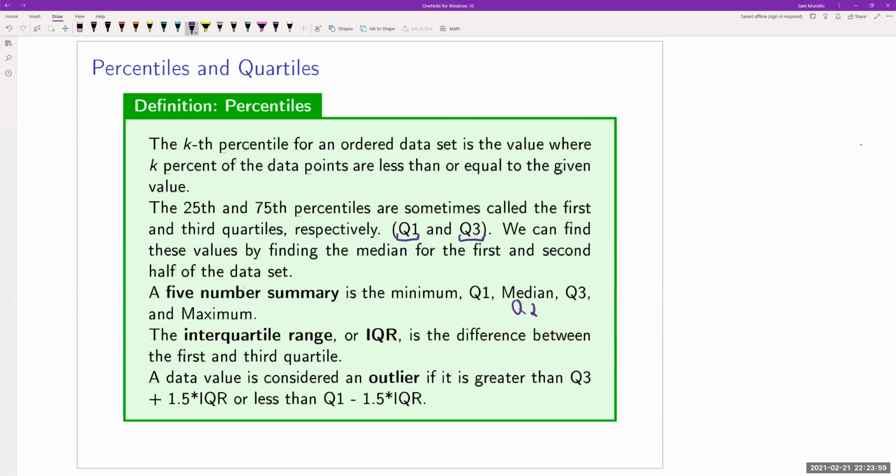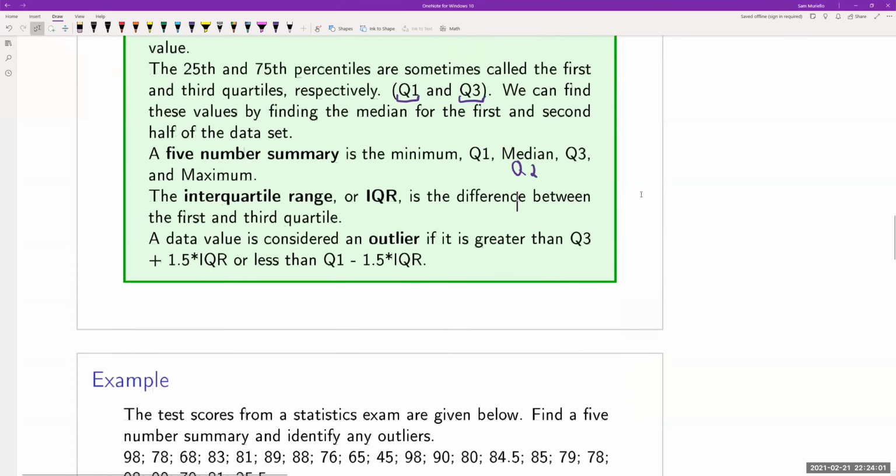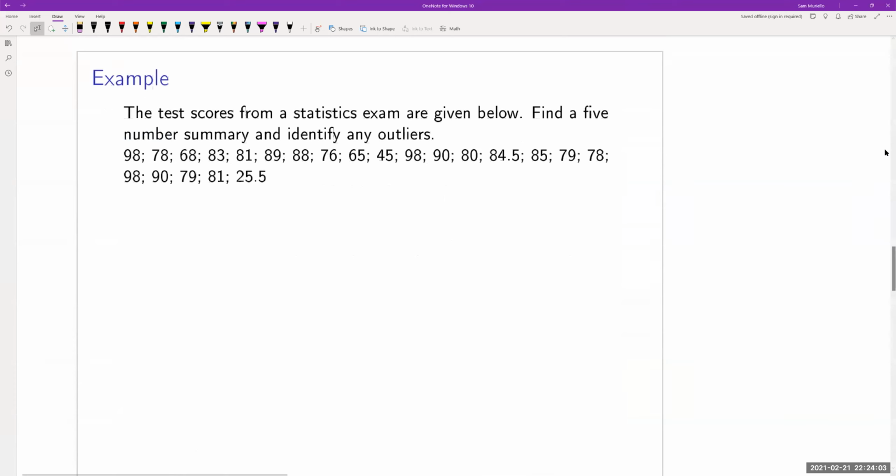Let's go through an example here. We have a certain exam where these are the given test scores. We'll want to find the 5-number summary and identify any given outliers. Now, the first thing we'll need to do is put the data values in order. So let's take a look here.